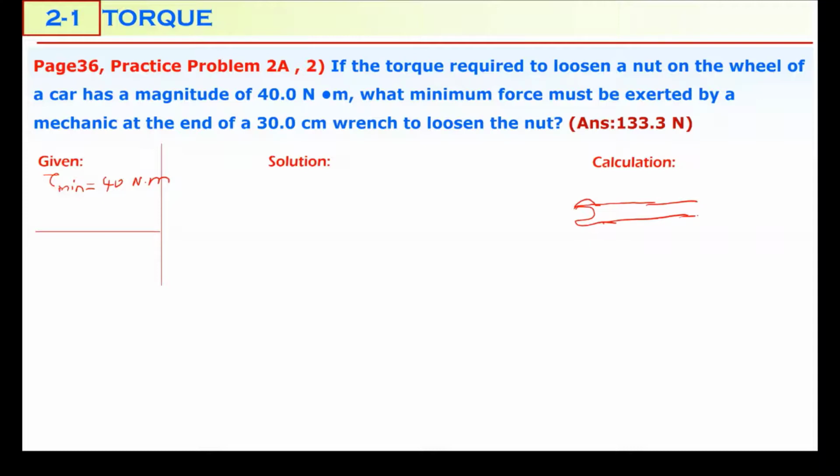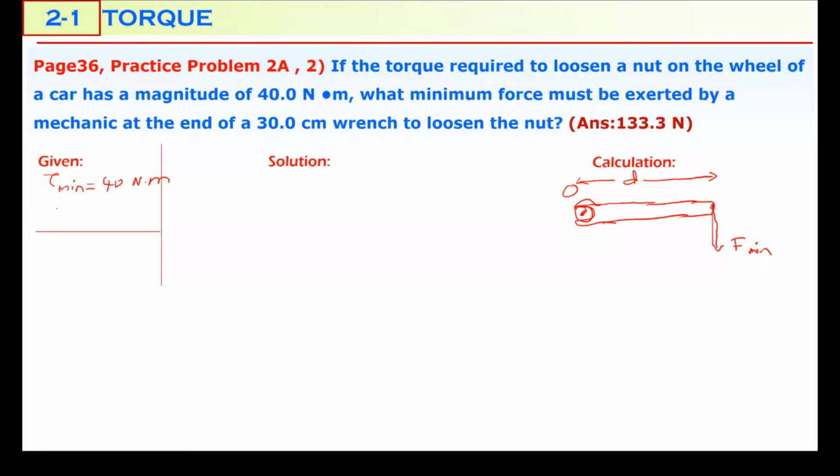It's something like this. So here is the nut. Of course, you are going to rotate the nut. The length of the wrench is the distance where the force is applied. Length of the wrench, it is 30 centimeters, and you apply a force in here, F. So what minimum force is needed to rotate this nut?